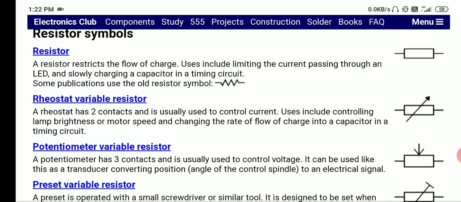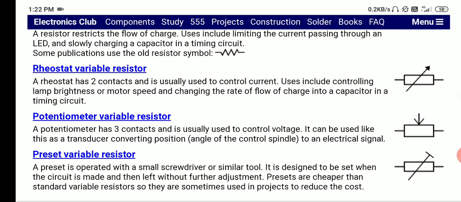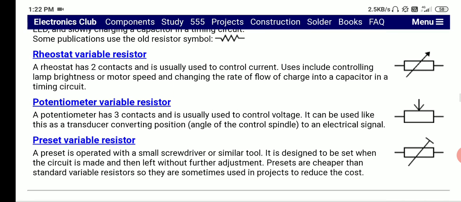And slowly charging a capacitor in a timing circuit. You're going to study it later, right? Some publications use the old resistor symbols. Actually, it's not an old resistor symbol. We still use it. Everyone uses it in our copies, and it looks much better than the block one, at least to me.